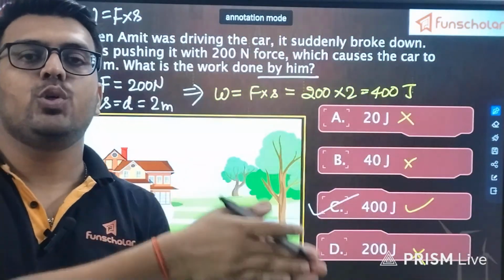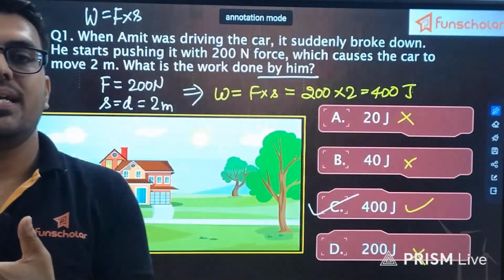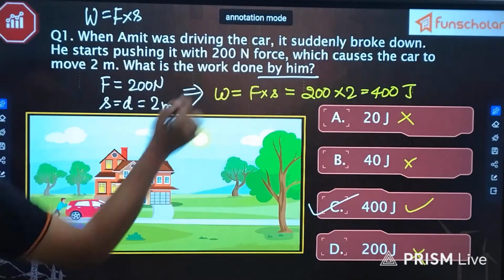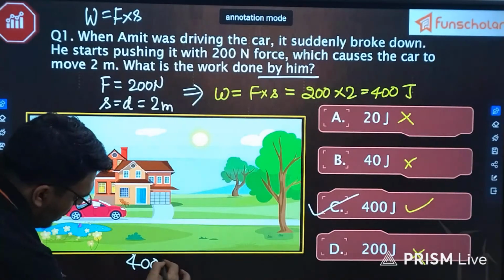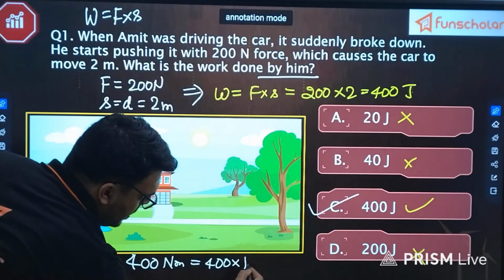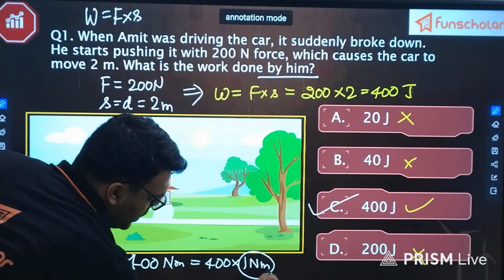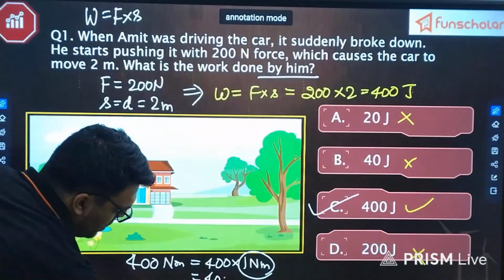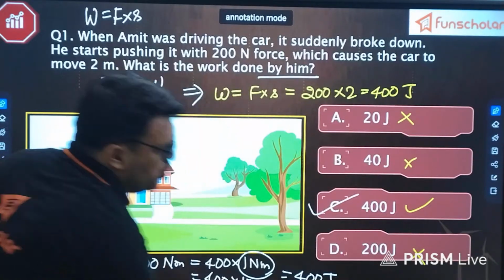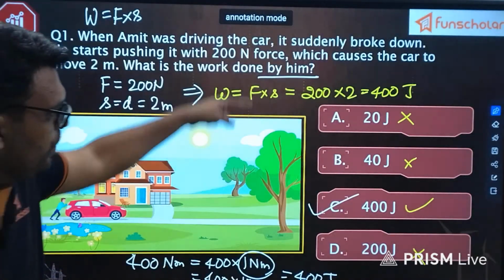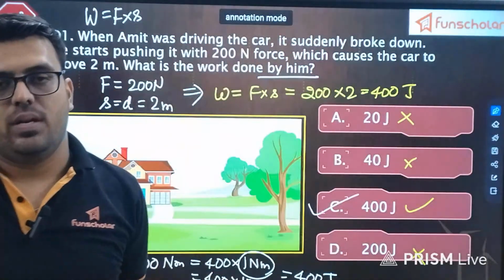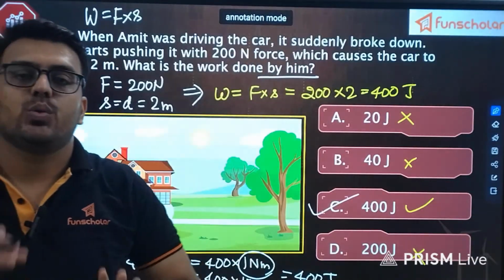Simple. 200 Newton into 2 meters, 400 Newton meter. Now Newton meter can be written as joule. So this could also be rewritten as 400 Newton meter, which could be written as 400 into 1 Newton meter. Now we can substitute this 1 Newton meter with 1 joule, making the answer 400 joule. So I have given you both the processes. Once you are comfortable with this step, you can directly use this one. And this is the easier one to get to the answer.